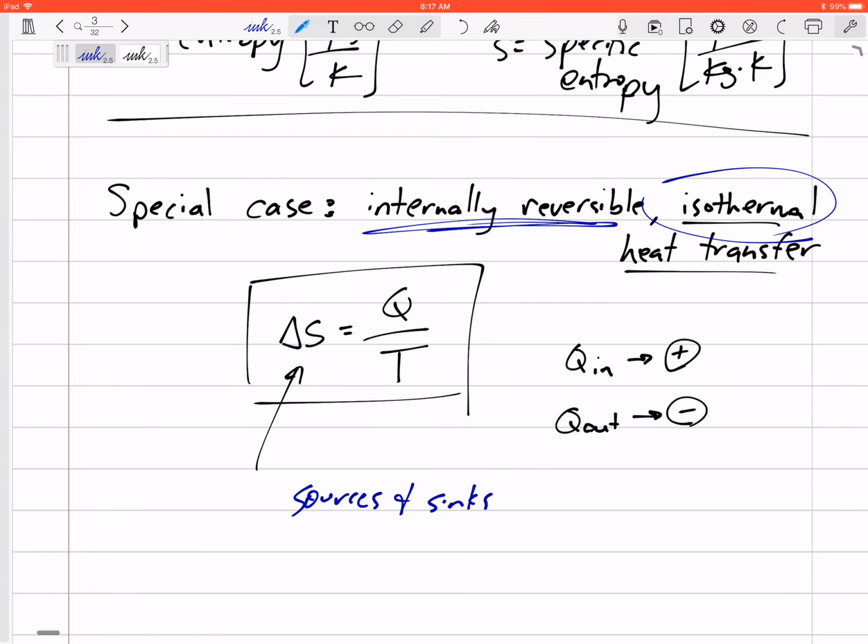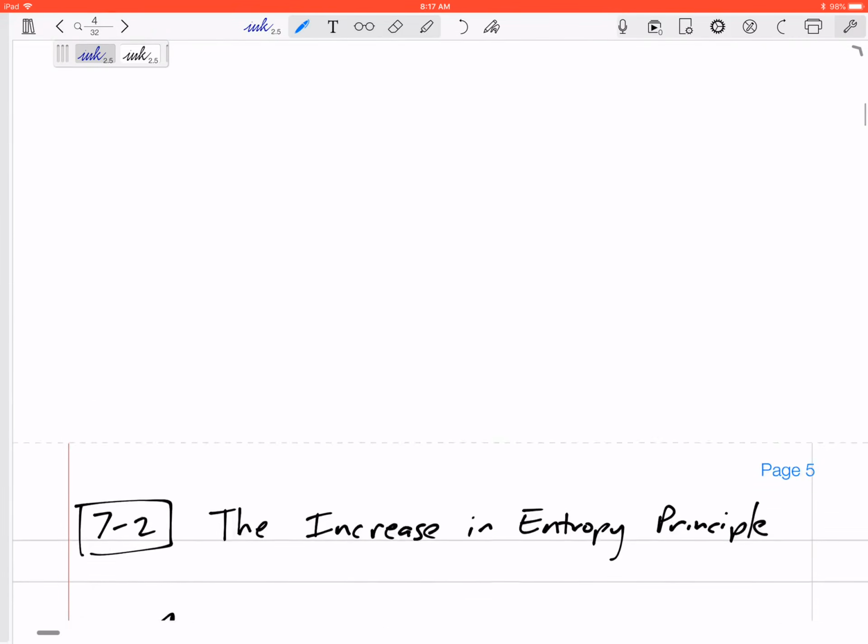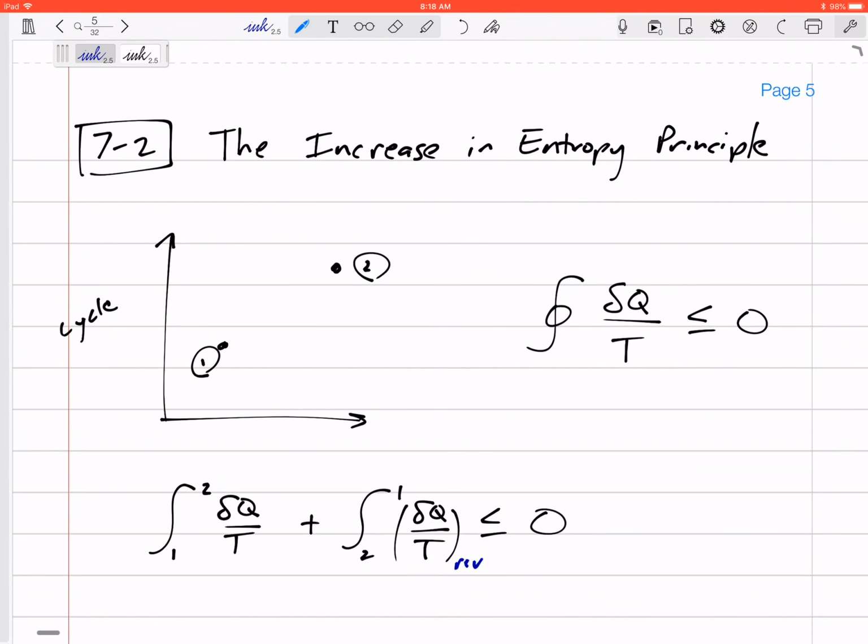So a lot of times when we're dealing with sources and sinks, if it's internally reversible, or a Carnot device, heat pump or something like that, then we can just use Q over T because it's internally reversible, because it's isothermal. Another thing you probably could have guessed, this temperature needs to be absolute temperature. Absolute temperature needs to be in Kelvin if we're in SI units, Rankine if we're in English units. Okay, so let's go to the increase in entropy principle.